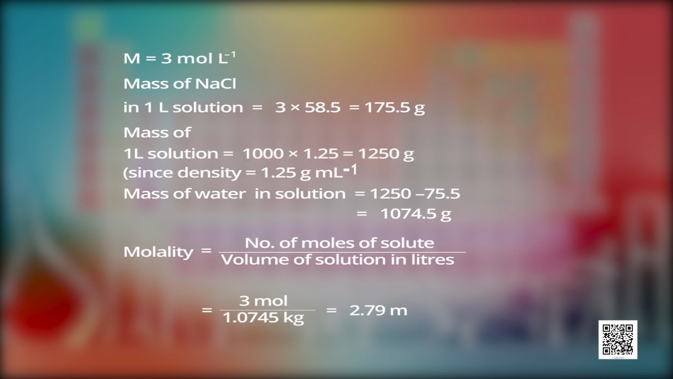Since the density is 1.25 gram per milliliter, mass of water in solution is equal to 1250 minus 175.5, which is equal to 1074.5 gram. We know that molality is equal to number of moles of solute divided by mass of solvent in kilogram. So, it is equal to 3 mole divided by 1.0745 kg. It is equal to 2.79 molal.